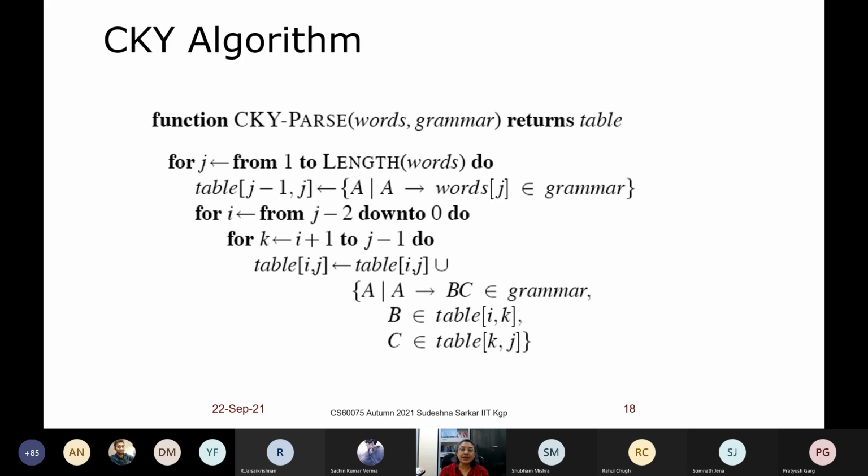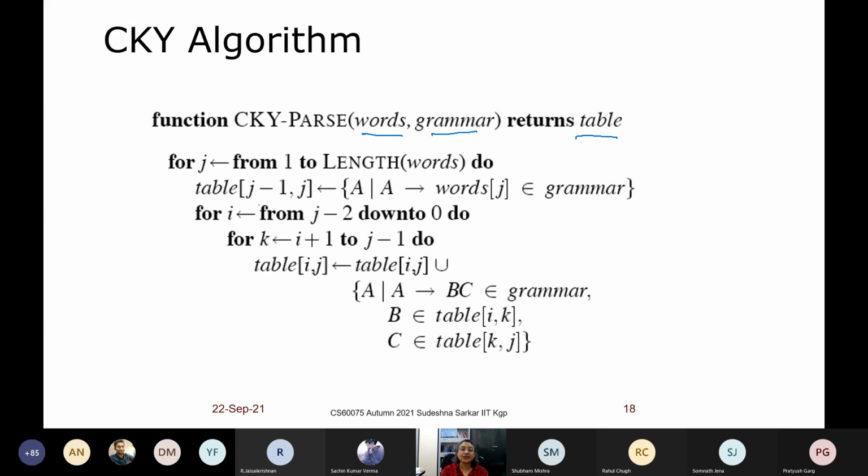Okay. Now to summarize, this is our algorithm. What is the input? The input is the sequence of words and the rules of the grammar. The parser takes this as input and returns this table, the table that we saw. Now, how does this algorithm work? As we saw, we have to fill up the table systematically, and we discussed two ways of doing it. This shows the way where we fill up column by column, from 1 to length of words, that is, for each column.